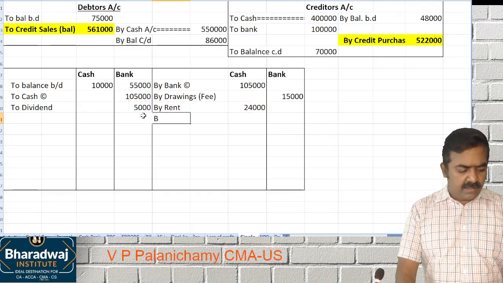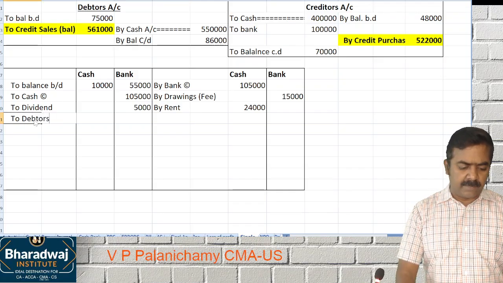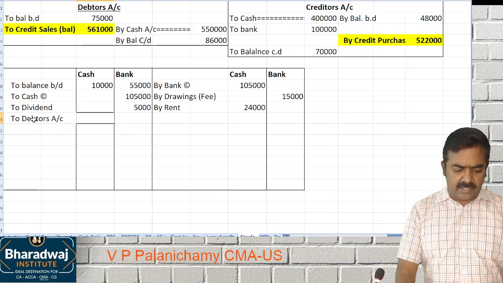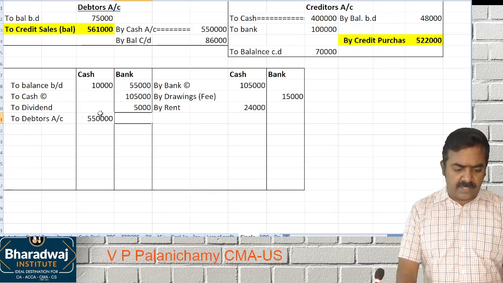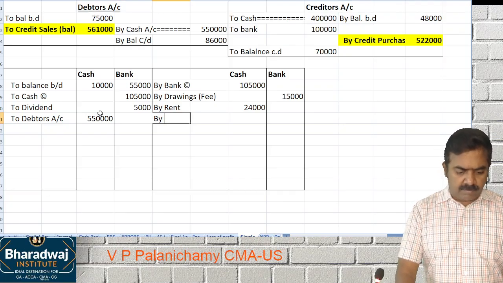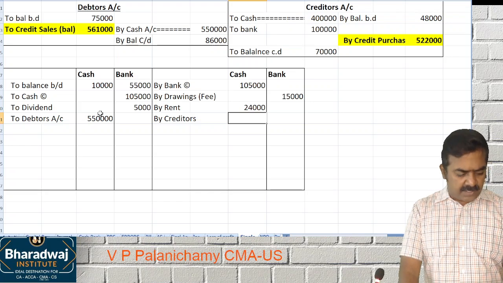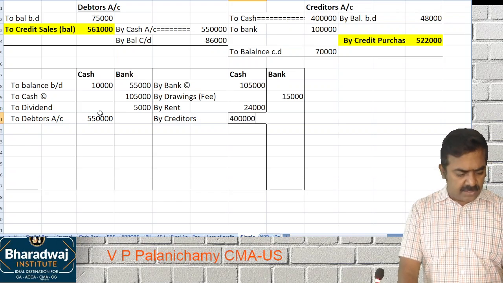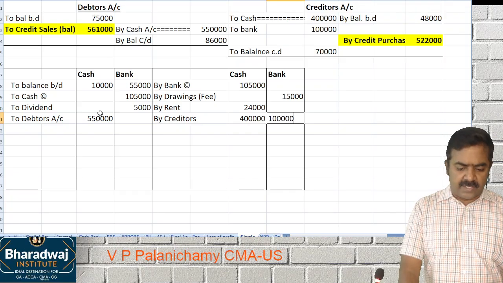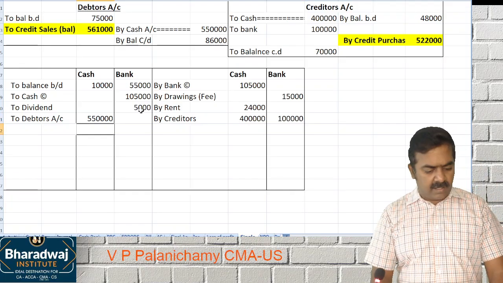Then cash collection from customers, to debtors. How much is cash collected? Cash column recorded 5,50,000. Then what is the next one? By creditors, we paid in cash as well as check. 4 lakhs in cash and what? 1 lakh by check. Whatever is paid in cash, cash column. Whatever is paid by check, bank column.